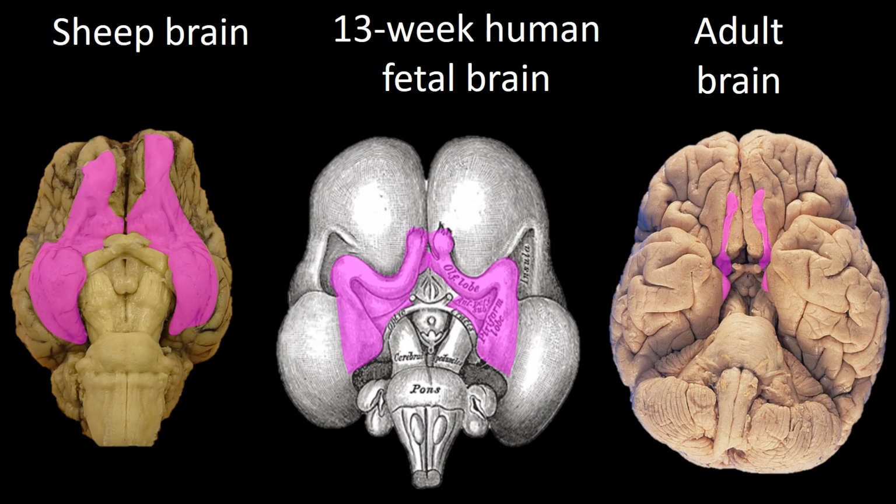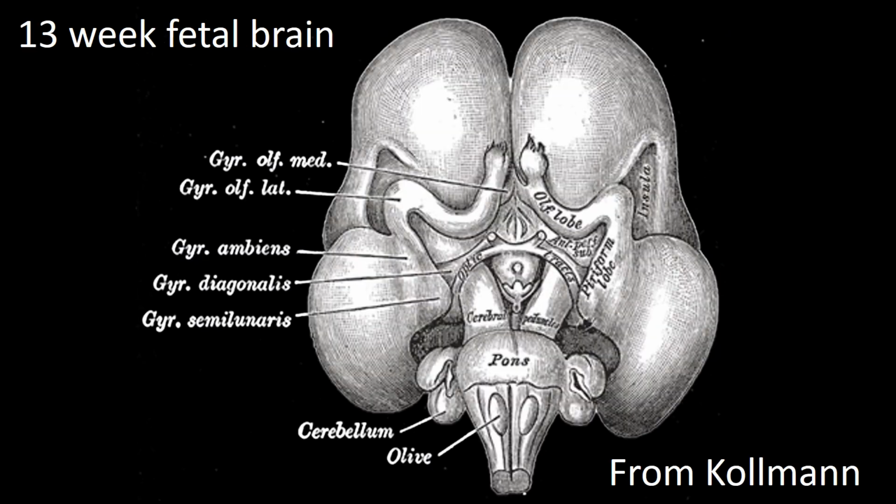These are inferior views of a sheep brain, a 13-week-old human fetal brain, and an adult brain. As you can see, percentage-wise, the human brain has the smallest area occupied by the rhinencephalon. This is a drawing of the inferior surface of a human brain, highlighting the main divisions of the rhinencephalon at this age, which is 13 weeks.